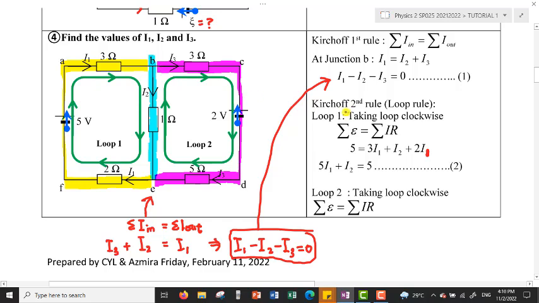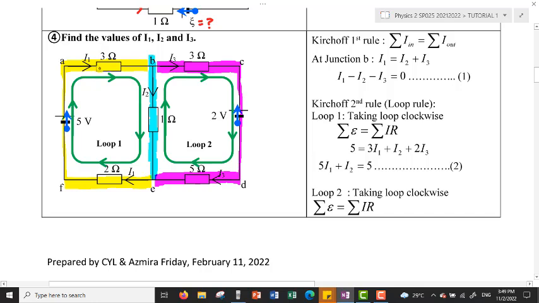That's why it doesn't matter which junction you use to write the Kirchhoff first rule equation. They will give you the same equation, okay? So for the junction rule, we can only apply it once at any junction, because you will always get the same equation, okay?